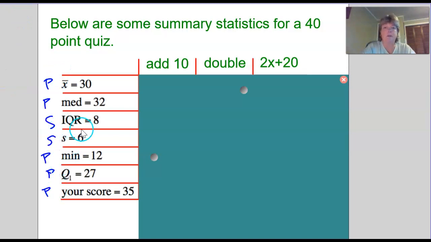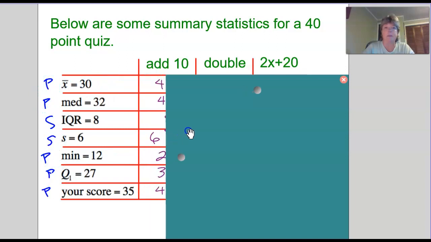So the only measures of spread in this list are IQR and standard deviation. Range would be the other measure of spread. So for this case, if I'm adding 10, remember the spread doesn't change, I'm just shifting everything up 10. So the IQR and the standard deviation are going to stay at 8 and 6, but the rest of these are going to have 10 added to them.